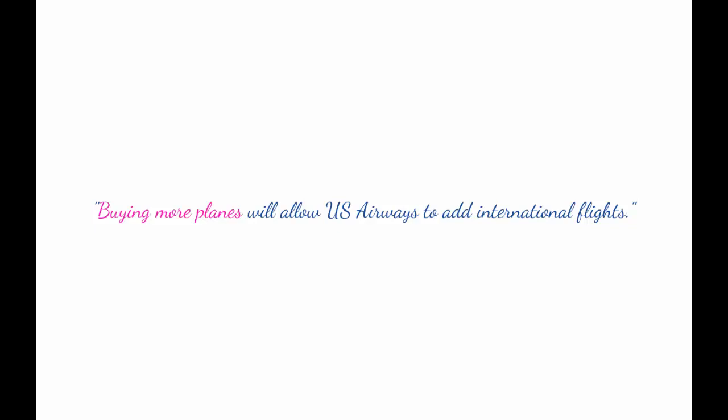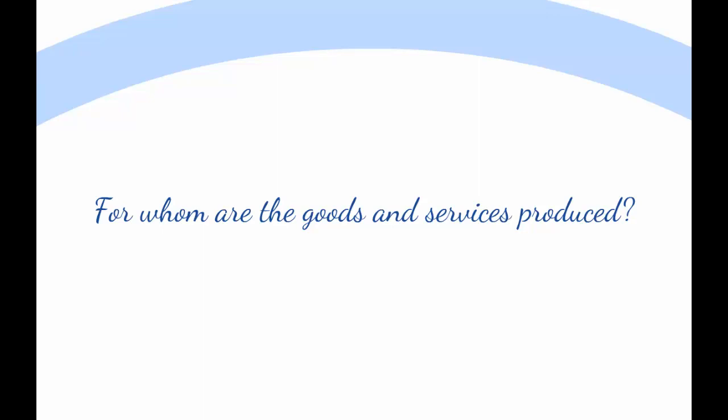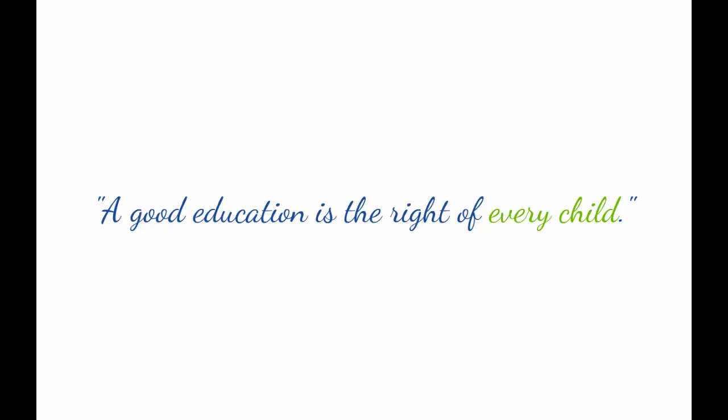And finally, for whom? For whom the goods and services are produced. Now, this is going to be the trickiest of all of them. For some reason, this one always throws people off. A good education is the right of every child, right? And this one's pretty simple, right? A good education is the right of who? It's the right of every child. The product, the good, is a good education, or in this case, service, likely. A good education is the right of every child.